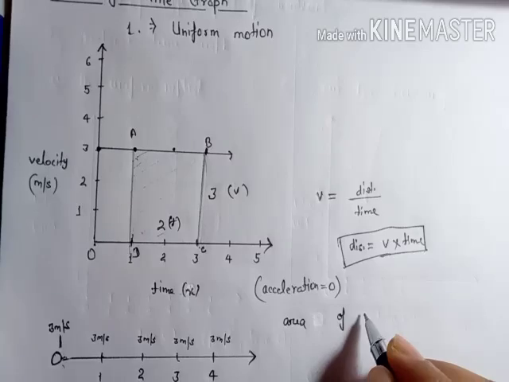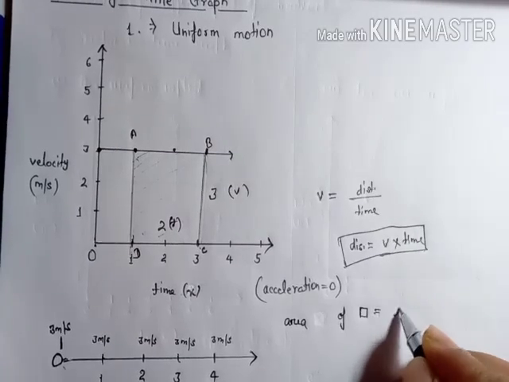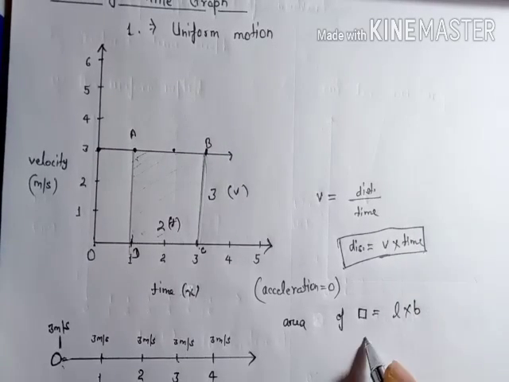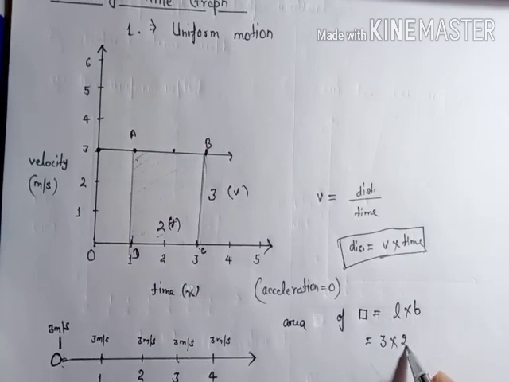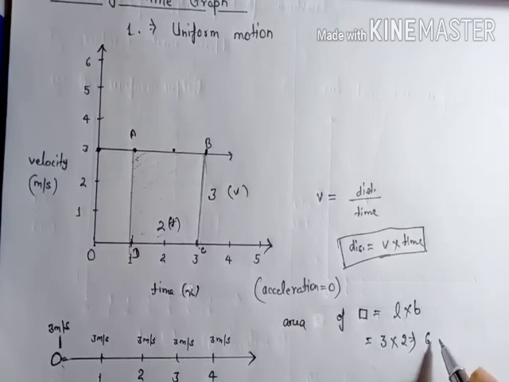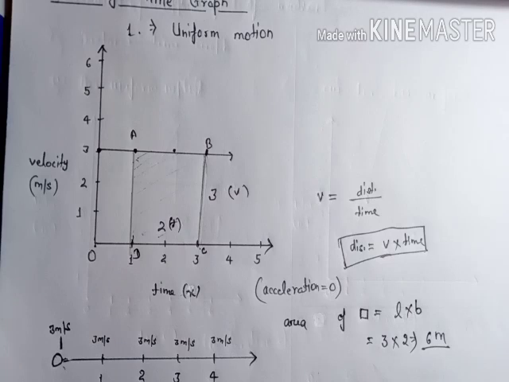Area of rectangle is equal to what? Length into width. Length is 3, and width is 2, that is 6 meter. This is the distance traveled for this time period.